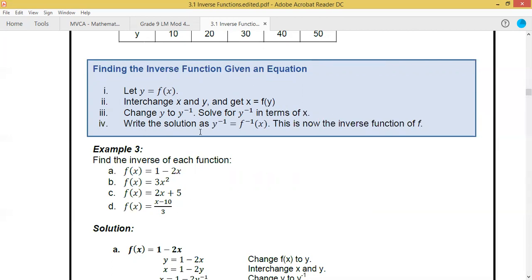In the final solution, we write y to the negative 1 equals f to the negative 1 of x, and we now have the inverse function of f.